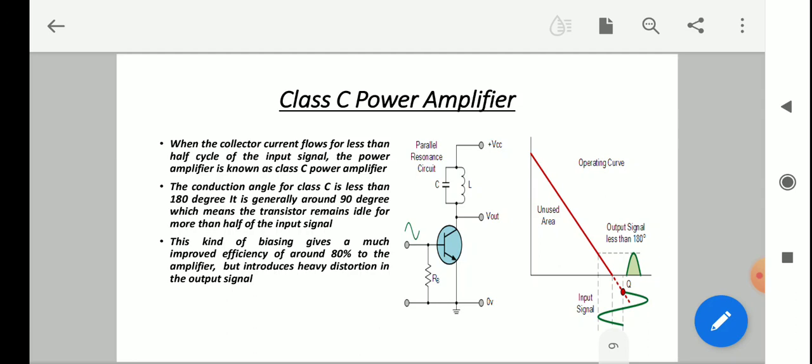This kind of biasing improves the efficiency of the class C amplifier to around 80 percent, the highest among the power amplifiers. But the class C amplifier suffers from heavy distortion in the output signal, since the output is received only for around 90-degree phase angle of the input signal. Output is heavily distorted, so class C amplifiers are rarely used in any application due to the disadvantage of suffering from heavy distortion.